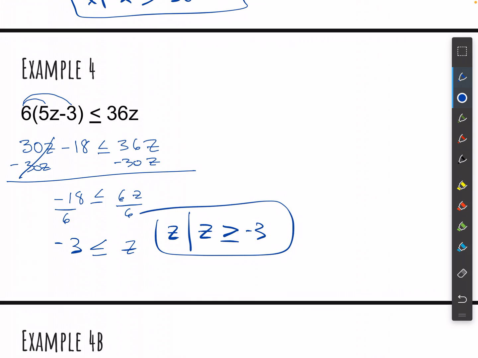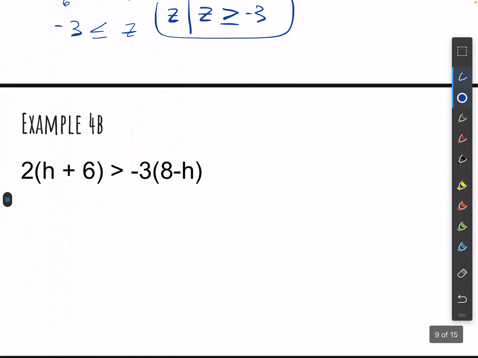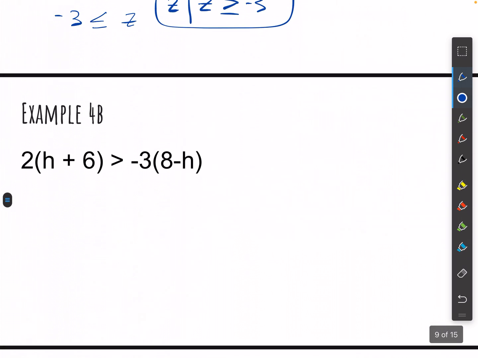All right, they may have you graph these for example 4. I'm not going to do that for these just to save some time. But I think you know how to do it. We've done a bunch of those already. So example 4b, same thing. We're going to distribute first.